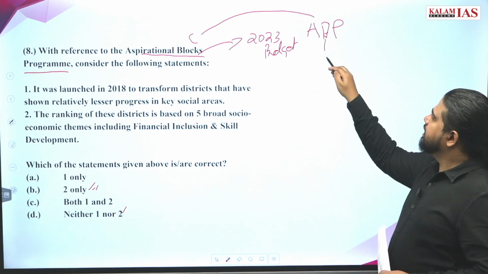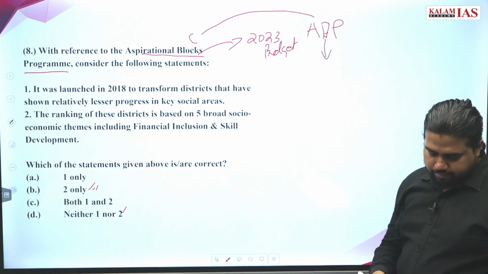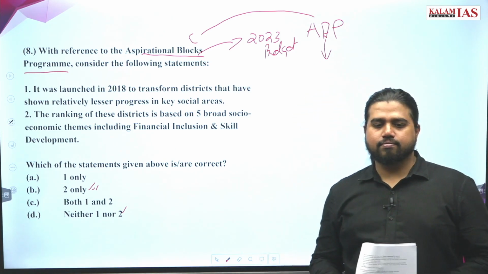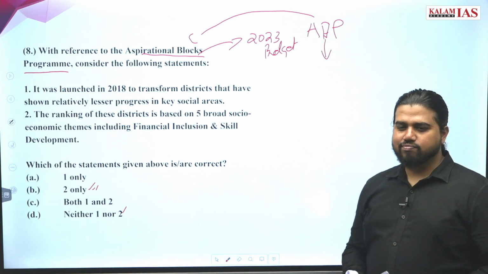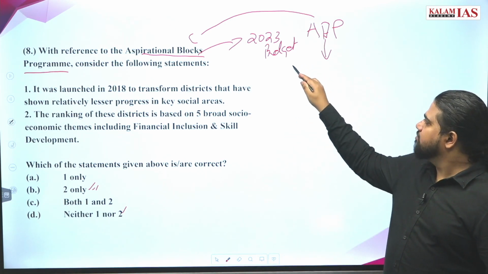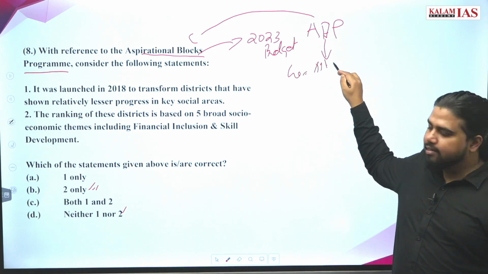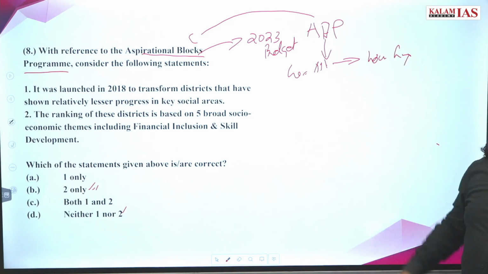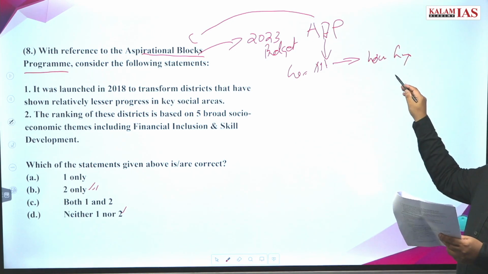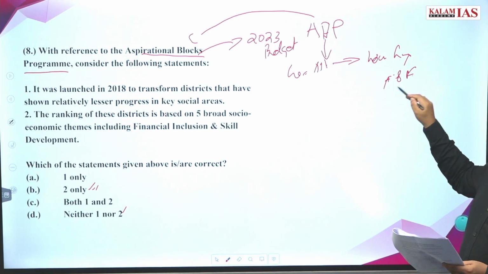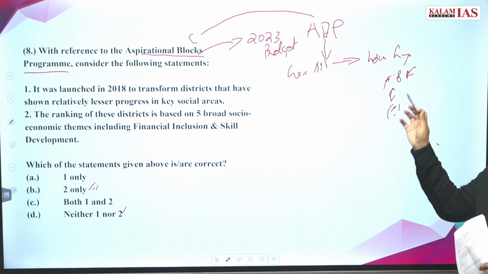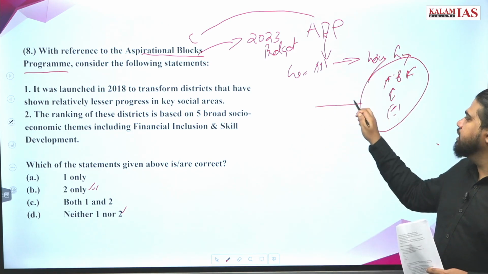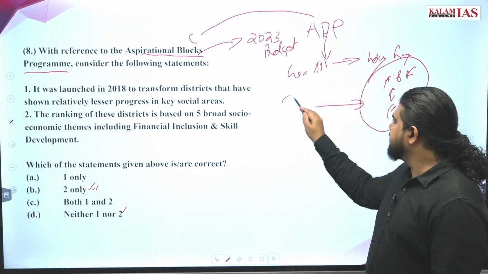Now what exactly is this aspirational district program? What is the objective? Mostly less developed districts it will select, and it will focus on low hanging fruits. And these low hanging fruits are indicators like health and nutrition, education, financial inclusion. They try to improve the performance of the district on these aspects. Now how are they doing it? What is the strategy? A 3C strategy is being employed.